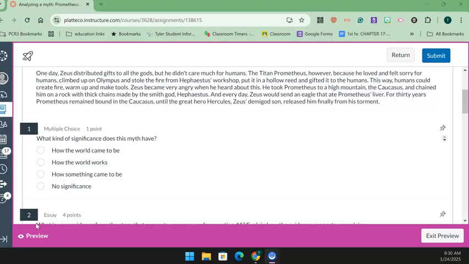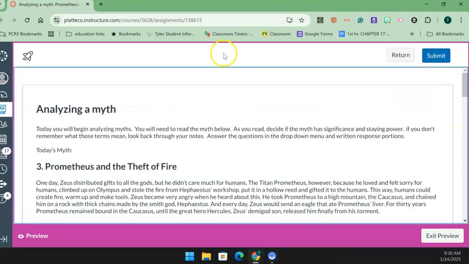So we're actually going to get into what our assignment is going to look like. I'm going to let you know that as we work through the Greece unit, a lot of days our do now is going to be to analyze a different myth. And it's going to look pretty much the same every time.